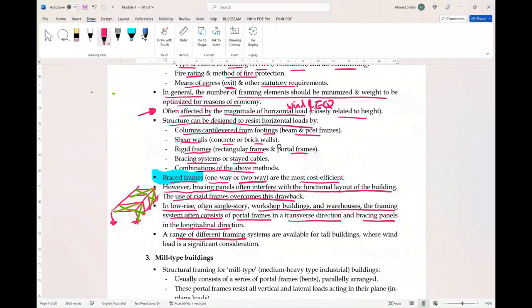A range of different framing systems are available for tall buildings, where wind load is a significant consideration. So in tall buildings, wind is the most significant load, so it needs more attention.